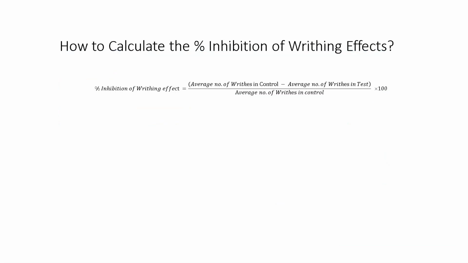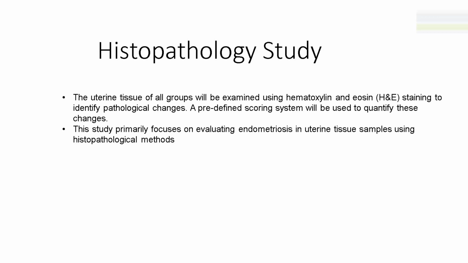So the next point is how to calculate percentage inhibition in writhing effects. Percentage inhibition of writhing effect is the average number of writhing in control minus the average number of writhing in test, divided by the average number of writhing in control, into 100. By this you can easily calculate the percentage inhibition of writhing effect.